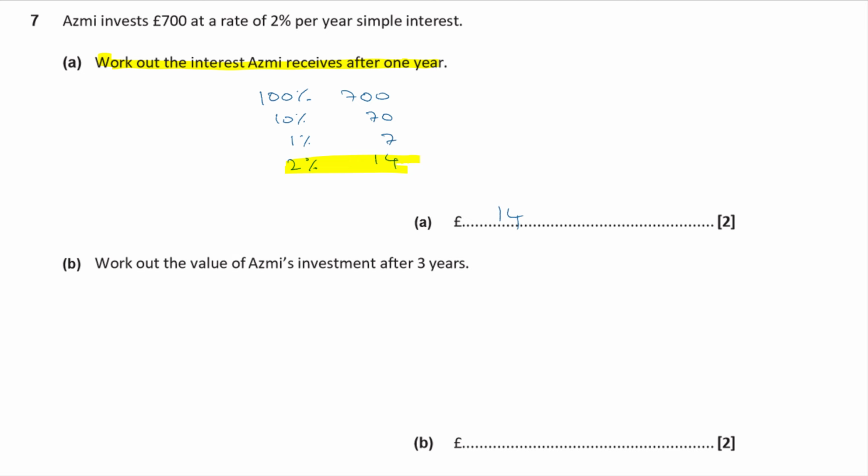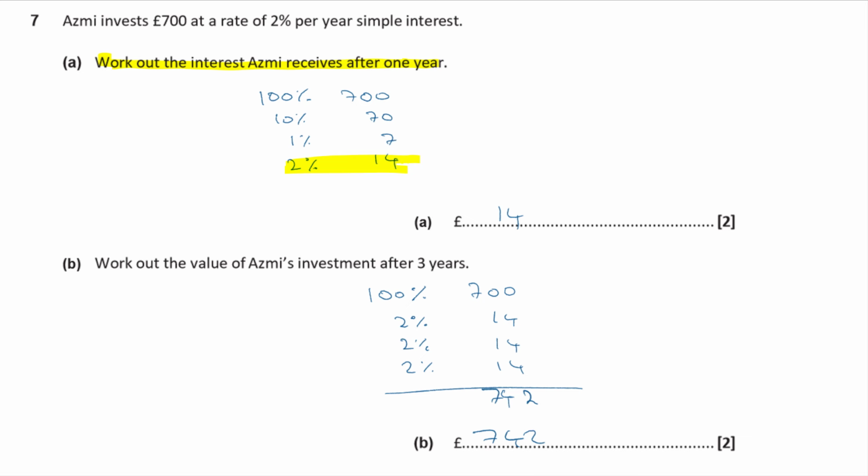And then it says work out the value of ASME's investment after 3 years. Well, after 3 years, I'm going to have the original principal value of £700 in the account, plus 2%, 2%, and 2%, which is going to be added each year. So it's going to be 14, 14, and 14. So adding those up, 4, 8, 12, carry 1, 1, 2, 3, and a 1 make 4. So that's £742 after 3 years, simple interest.